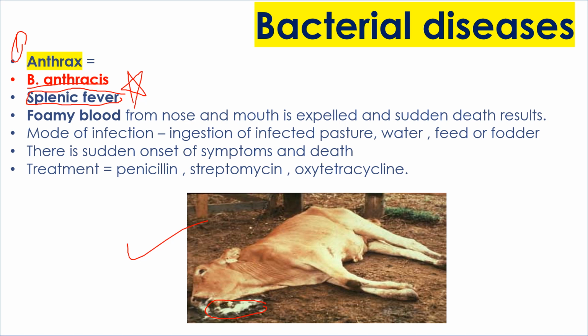Okay, so it is something like this. And why does this infection mostly occur? Because the cattle has eaten infected pasture or water or feed that is infected with this bacteria. So there is sudden onset of the symptoms, and there is death. So what is the treatment? Bacterial treatment, you already know, that's penicillin, streptomycin and oxytetracycline. So this is anthrax disease. So you should know about this.